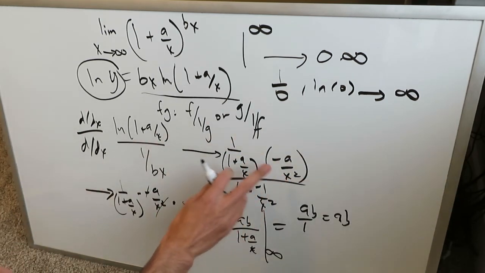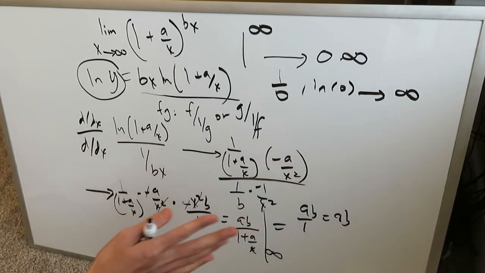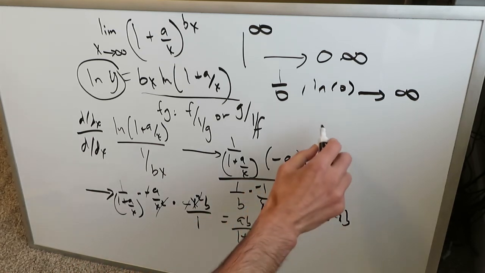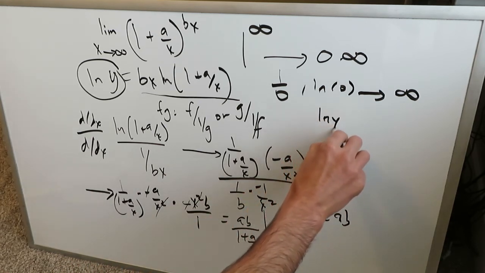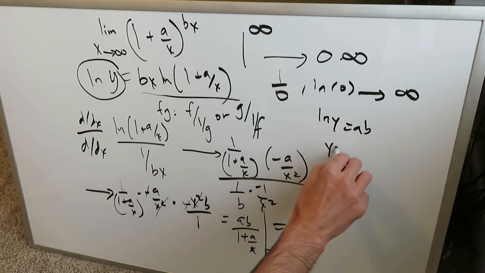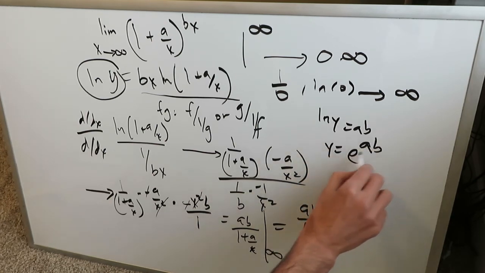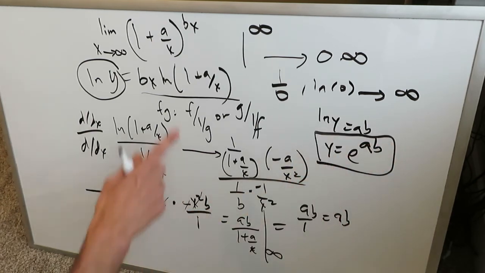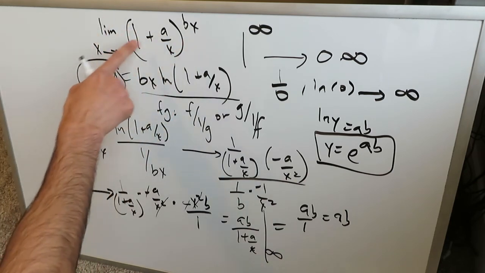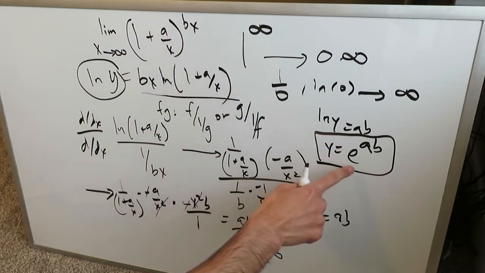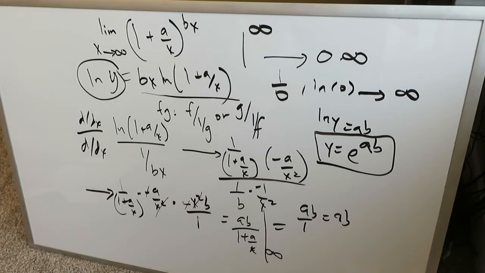If at any time you feel like I'm skipping through these derivative steps, it's fine. You can always do those parts on your paper. Natural log y is equal to ab, therefore y is equal to e to the power of ab, and that right here is my answer. The limit of this function as x approaches infinity is e to the power of ab.